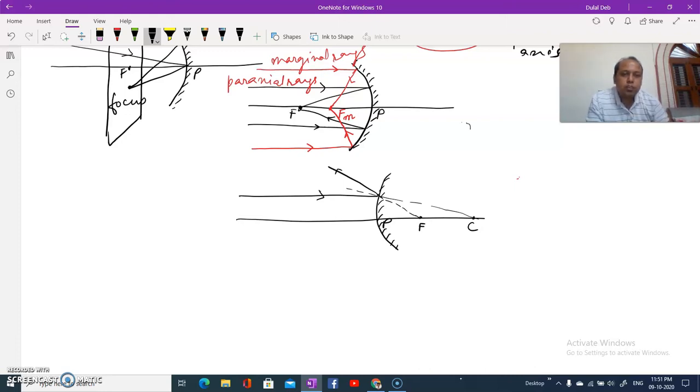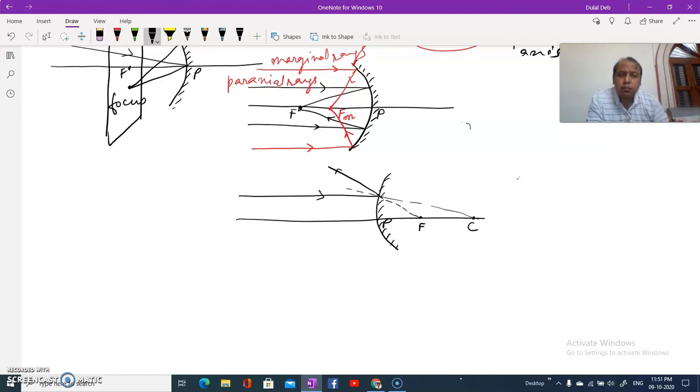So principal focus of a convex mirror or convex reflecting surface may be defined as the point on the principal axis where the light rays which are initially close and parallel to the principal axis appear to meet after reflection from the convex reflecting surface. So I hope this is clear.